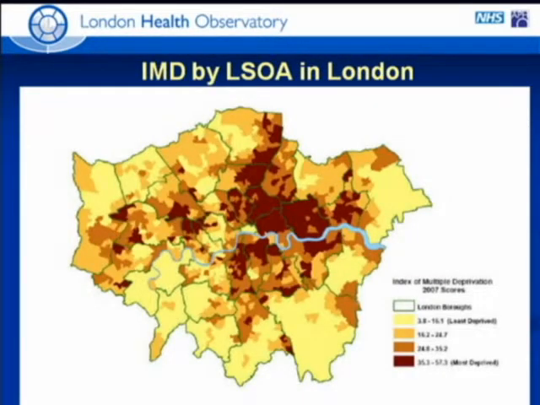So this just maps the index of multiple deprivation in London by the very small areas. The dark areas on the map are the most deprived areas, and the pale areas are the least deprived areas. So you can see that there's a concentration of deprived areas in inner East London, but there are also some pockets in the rest of London.